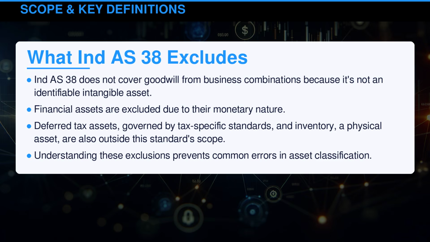Indian Accounting Standard 38 does not cover goodwill from business combinations, because it's not an identifiable intangible asset. Financial assets are excluded due to their monetary nature. Deferred tax assets, governed by tax-specific standards, and inventory, a physical asset, are also outside this standard's scope. Understanding these exclusions prevents common errors in asset classification.